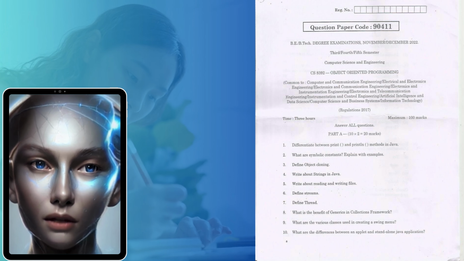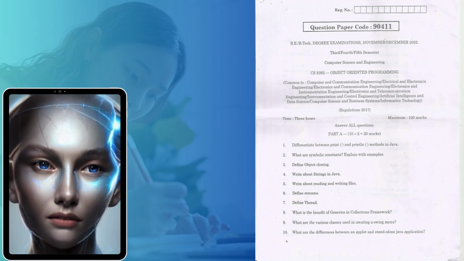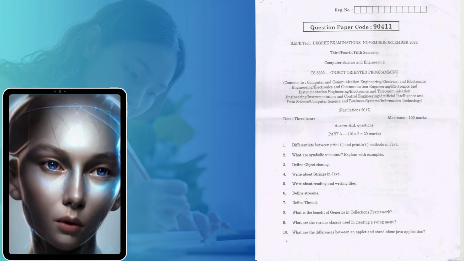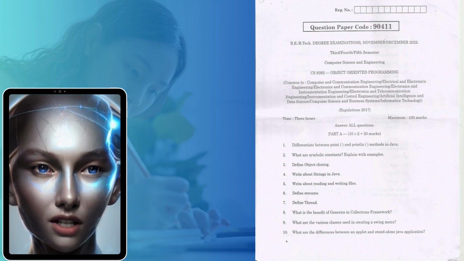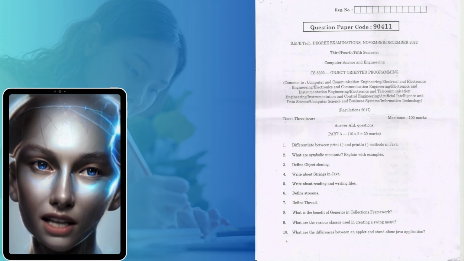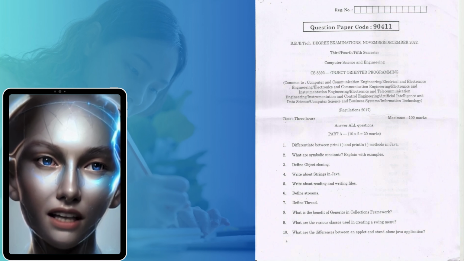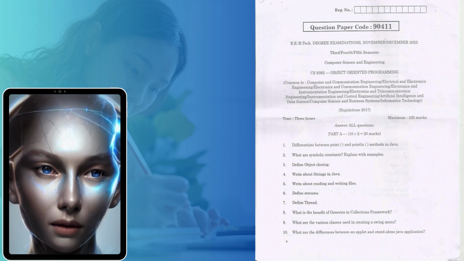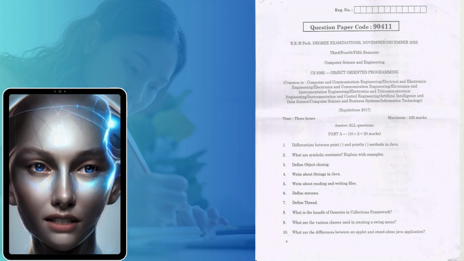6. Define streams. 7. Define thread. 8. What is the benefit of generics in collections framework? 9. What are the various classes used in creating a Swing menu? 10. What are the differences between an applet and standalone Java application?